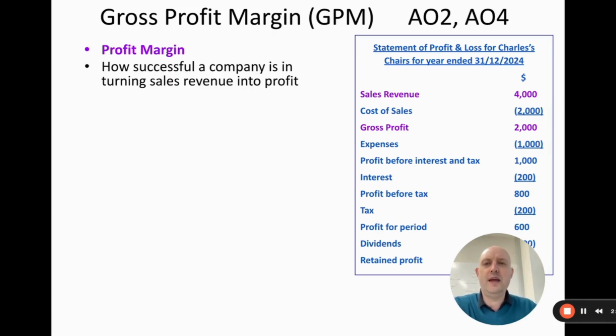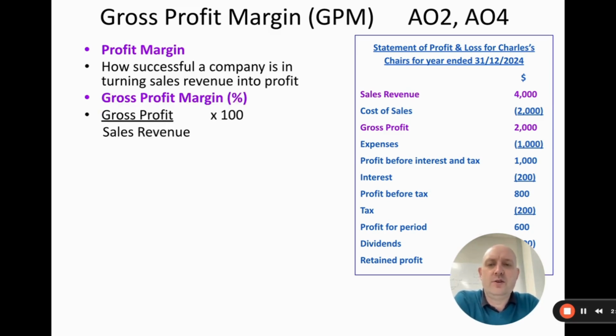So the first one we're going to do is gross profit margin. More specifically, a profit margin is how successfully a business is turning its revenue into profit. The gross profit margin looks at gross profit divided by sales revenue times 100. So let's do the calculations and then we'll explain what it means.